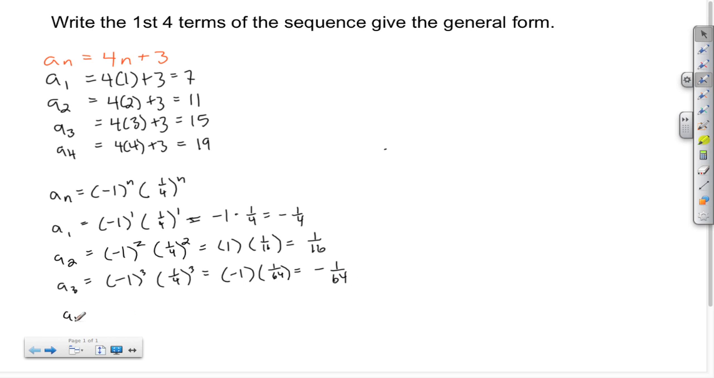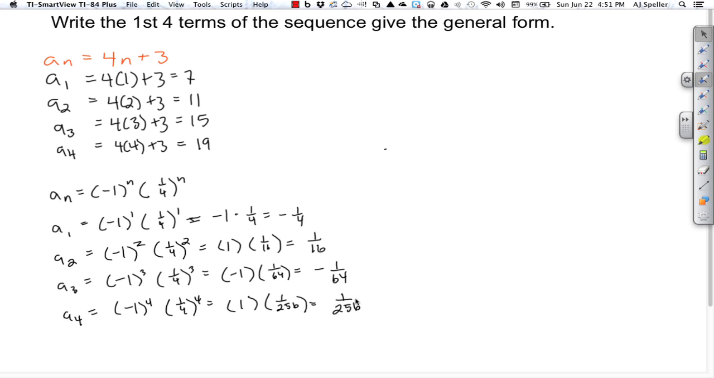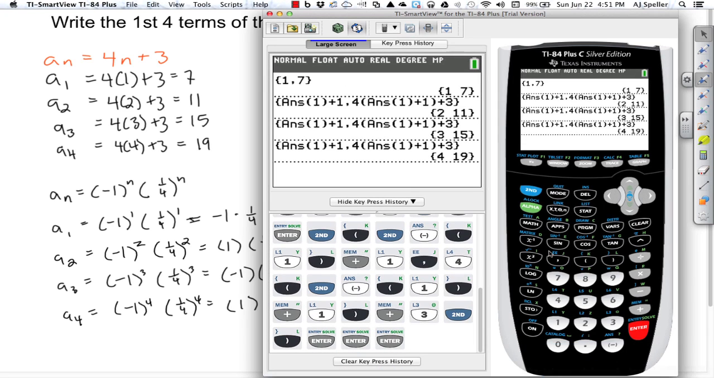And then the last term we want to find is a sub 4, where that's going to be -1 to the 4th times 1/4 raised to the 4th. -1 raised to an even power is going to give me a positive 1, and then 1/4 raised to the 4th power gives me 256. So my fourth term is going to be 1/256. And now let's call up the calculator, and let's use the calculator to again verify these answers.